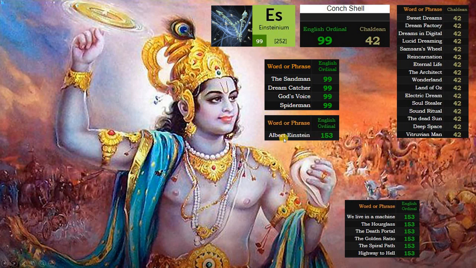And Albert Einstein is 153 in English ordinal, and this is the width of Vesica Pisces. So with 153 we have we live in a machine, the hourglass, the death portal. So I believe Vesica Pisces is the death portal to this matrix. Then the golden ratio, the spiral path. The spiral path is linked to the cyclotron, and we saw that in the first video, God of Sleep 1. And the golden ratio, I spoke about it in my third video, Do We Live in a Simulation?